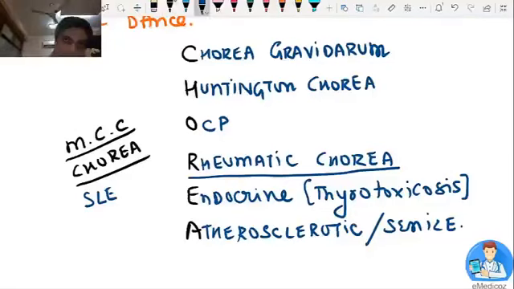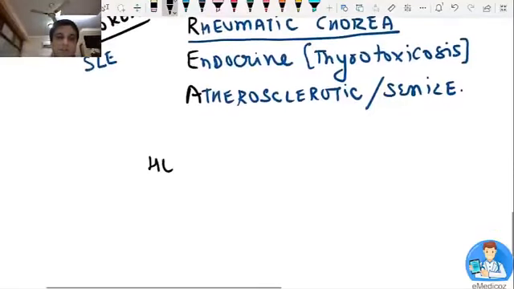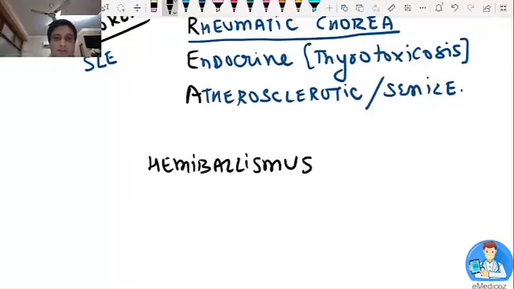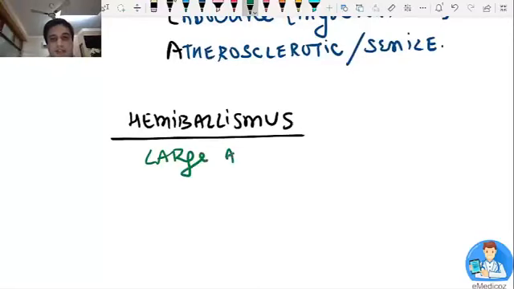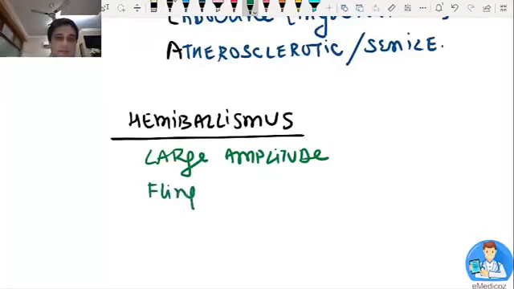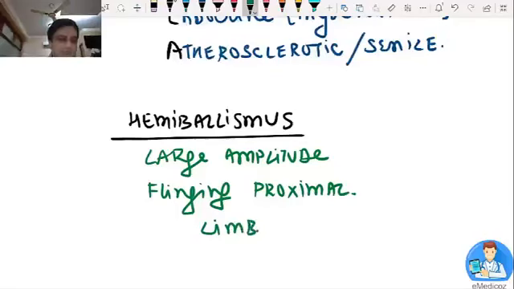Then we have another movement disorder that we come across, hemiballismus. Hemiballismus is defined as a large amplitude flinging movement that is seen in the proximal limb. So a large amplitude flinging movement seen in the proximal limb is defined as hemiballismus.